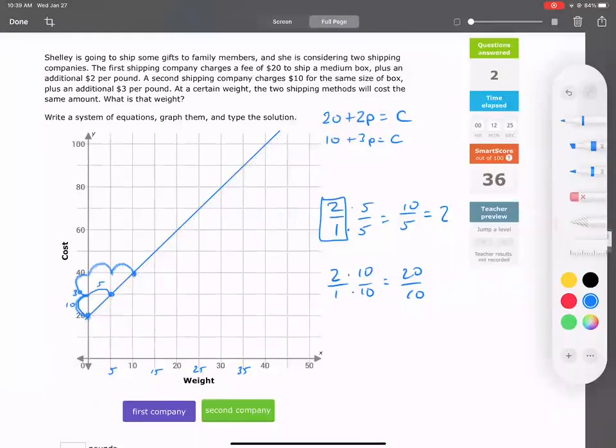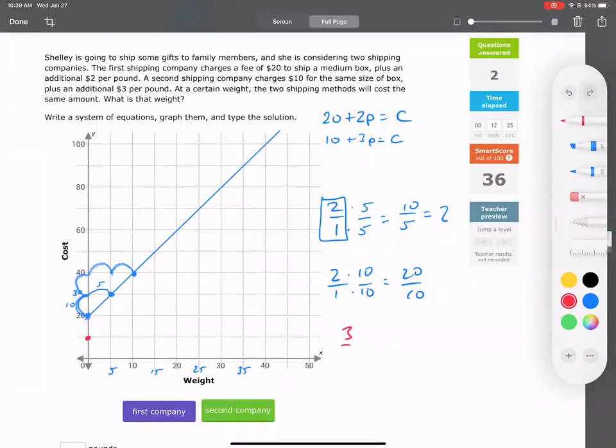So whether I use 10 over 5 or 20 over 10, it was still giving us the same value. Right, let's try the next one. Let's do the second company. The second company we said was starting at 10, and the slope was 3. Oh my gosh. 3 over 1. I can't graph 3. 1, 2, 3. No way. So the trick is trying to multiply 3 by something that would make this fit.